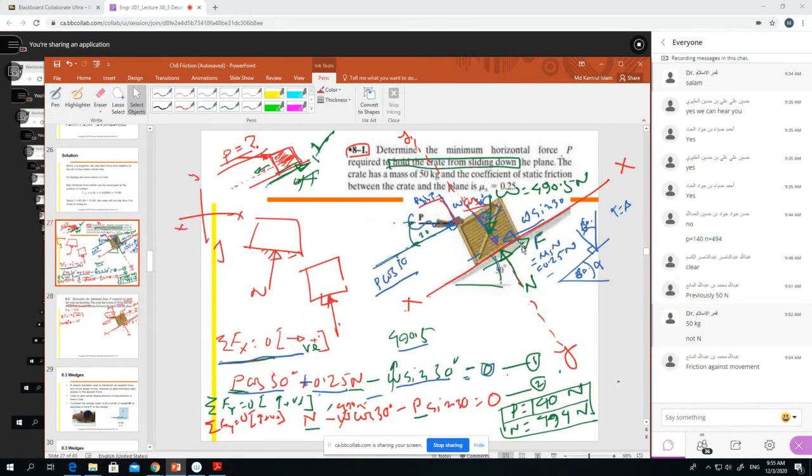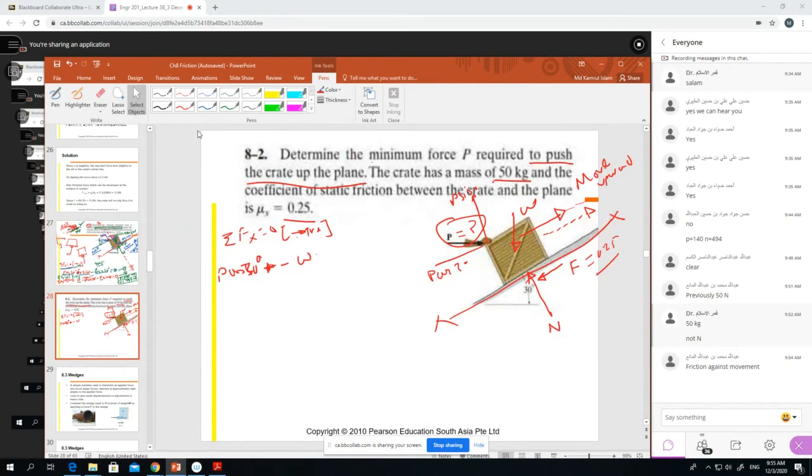Only difference is that P is working downward, so just this will be minus, everything else will be the same. Okay, so we write down P cos 30 degree minus W cos 30 degree minus 0.25 N. This is the frictional force here, equal to 0.